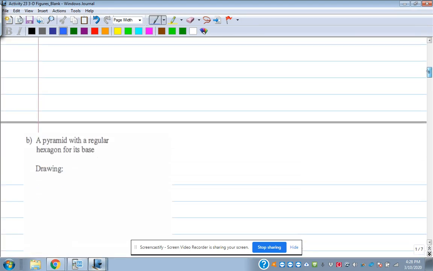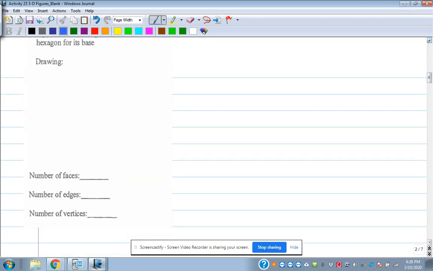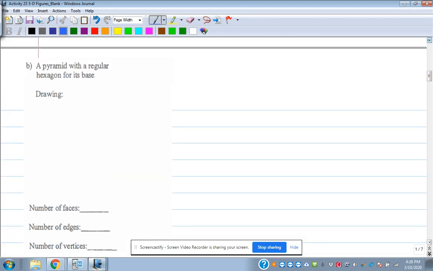All right, so let's look at number 2. We're going to draw a pyramid with a regular hexagon as its base. What's a regular hexagon? That's what regular means. All the sides are the same length. So we're going to draw a hexagon with all the sides the same length. What makes it a pyramid? It comes to a point. Okay, so we're going to make a hexagonal pyramid. So try to draw the hexagon with all the sides the same length. It doesn't have to be perfect.